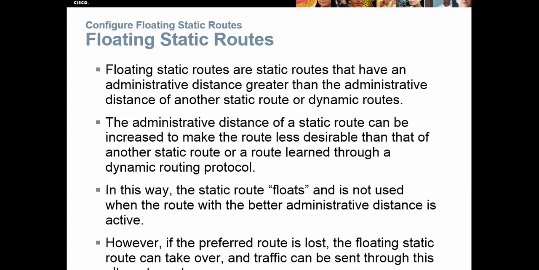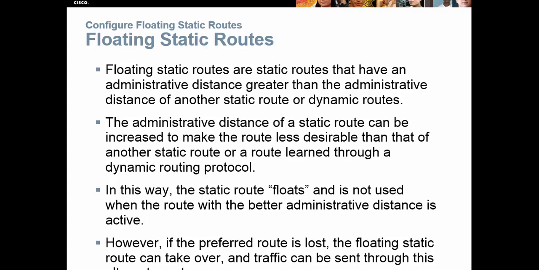We can have floating static routes, which are static routes that have an administrative distance greater than the administrative distance of another static route or dynamic route. Remember that from our previous conversation. The administrative distance has to be greater. The administrative distance of a static route can be increased to make the route less desirable than that of another static route or a route learned through a dynamic routing protocol.